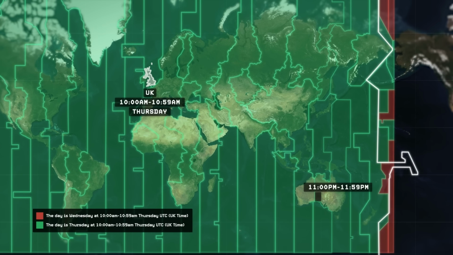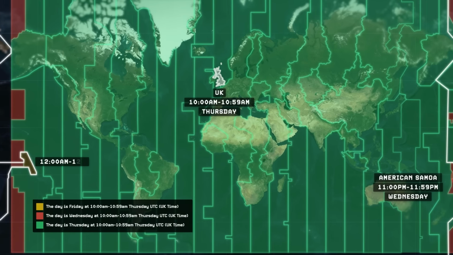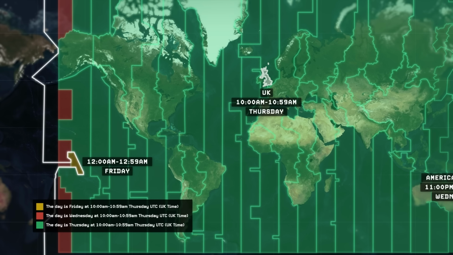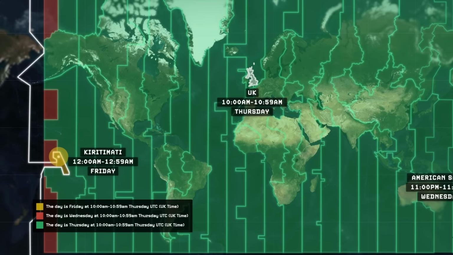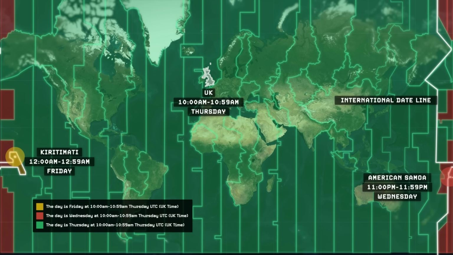But it will be 11 p.m. to 11:59 p.m. on a Wednesday night in American Samoa, and it'll be 12 a.m. to 12:59 a.m. very early morning Friday in the small island of Kiribati in the Central Pacific, where the International Dateline forms that big hook to the east immediately south of Hawaii.